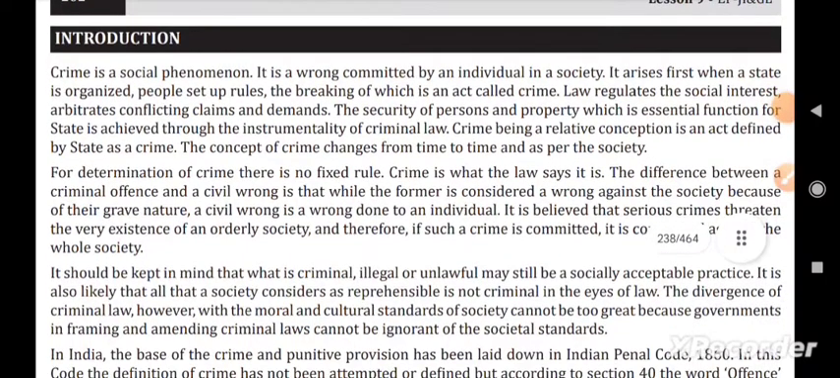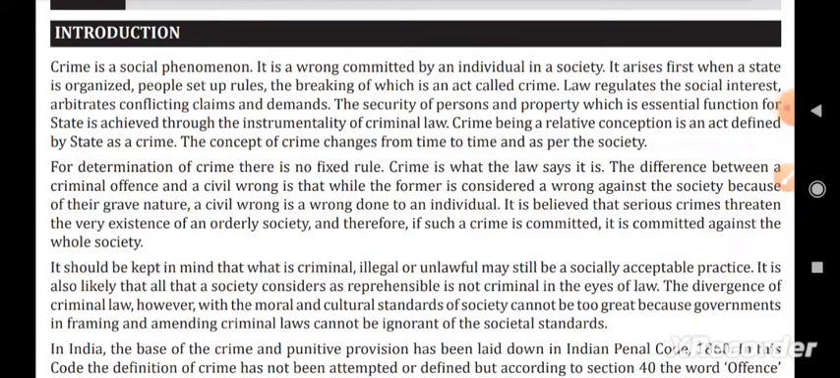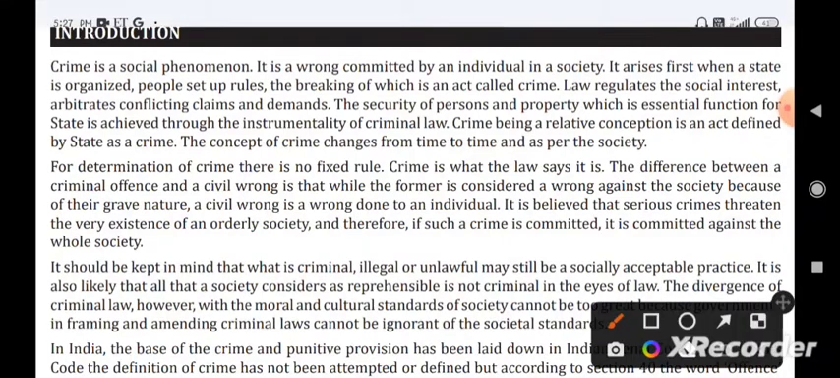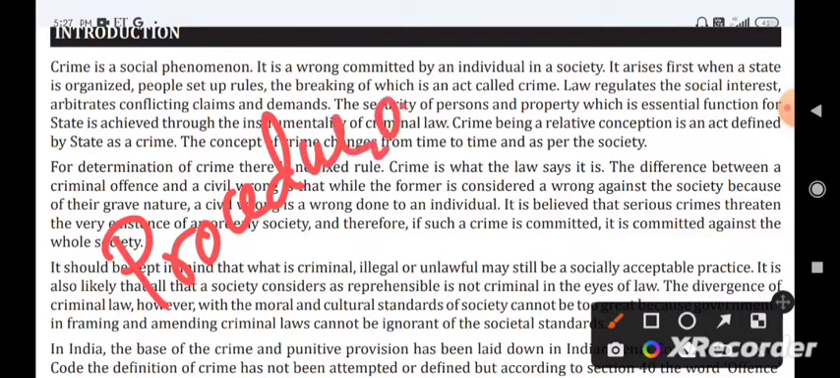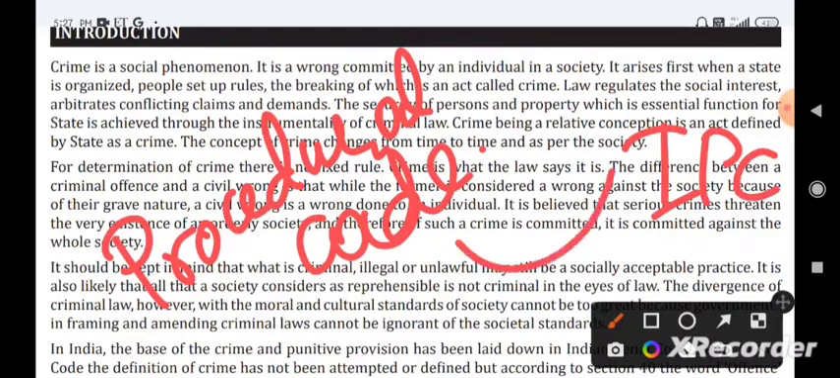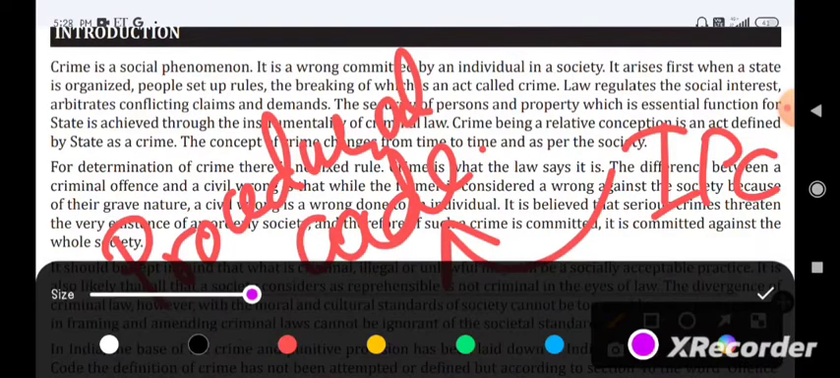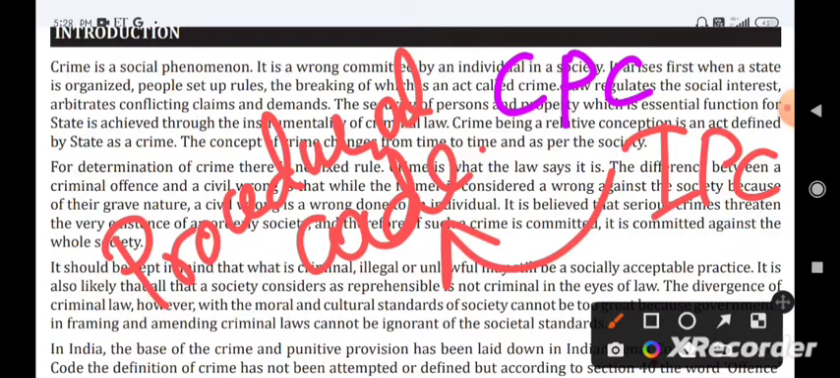So let us start with the introduction. What is the Indian Penal Code? The procedural code in which the IPC, the Indian Penal Code, is implemented is the Criminal Procedure Code.